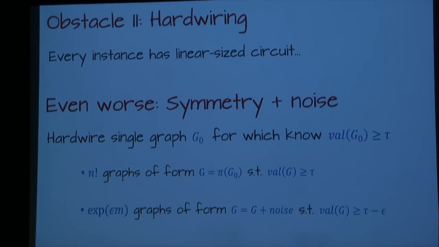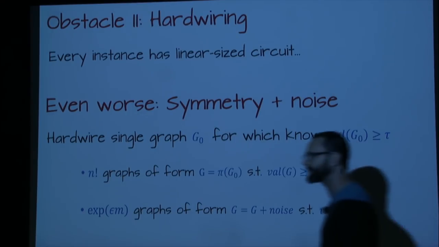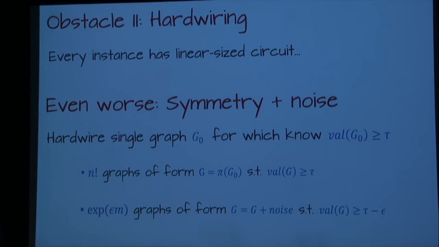So basically by just hardwiring a single graph, by symmetry and noise, you get a whole family of graphs. If there is just one graph for which, say, your canonical algorithm fails, now I can give you a circuit that will beat it on an exponential number of instances.